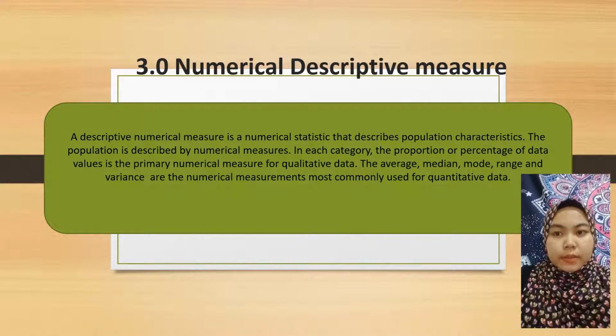I will continue about numerical descriptive measures. A descriptive numerical measure is a numerical statistic that describes population characteristics. The population is described by numerical measures. In each category, the proportion or percentage of data values is the primary numerical measure for qualitative data. The average, median, mode, range, and variance are the numerical measures most commonly used for quantitative data.